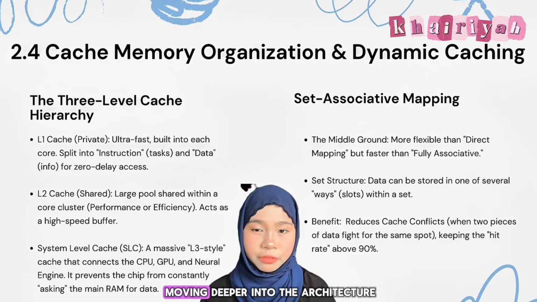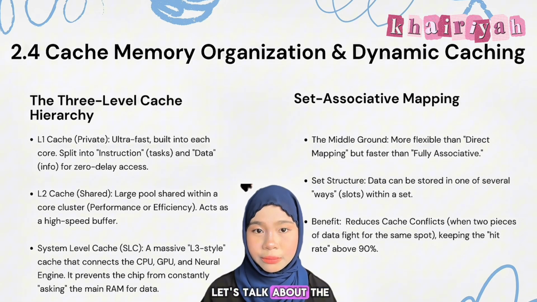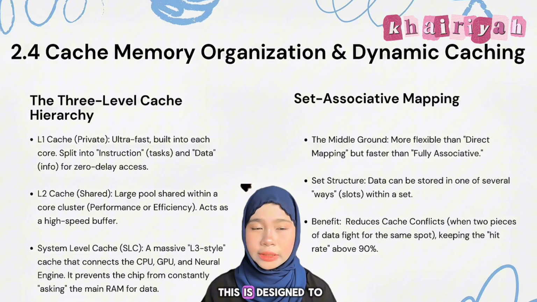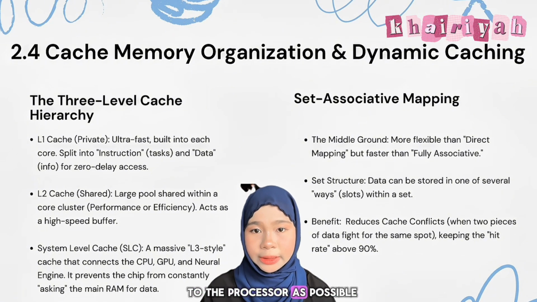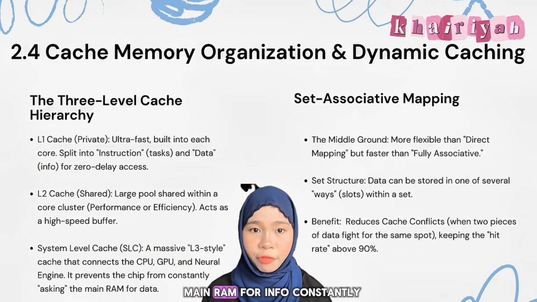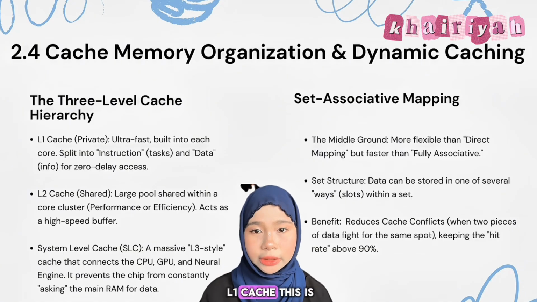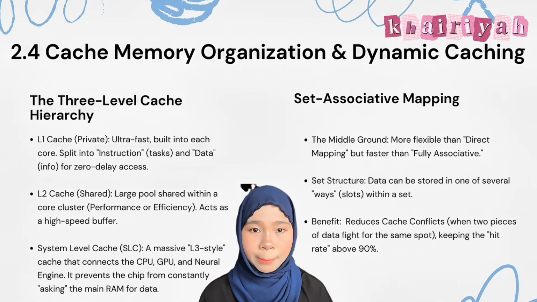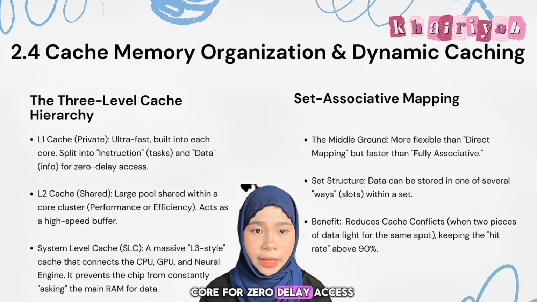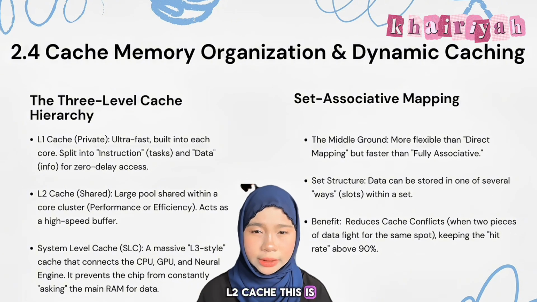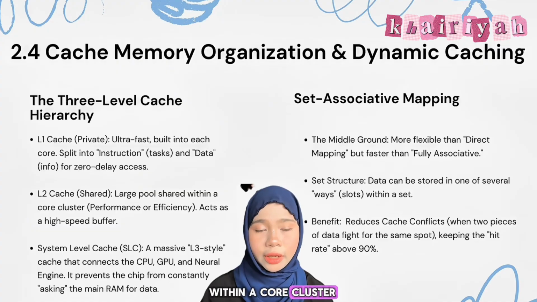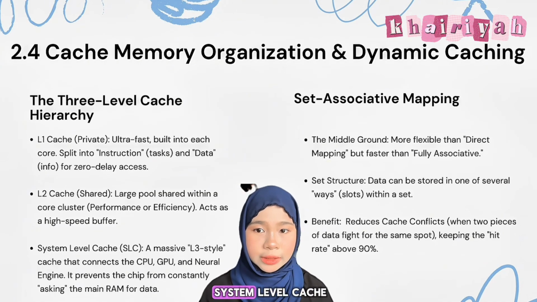Moving deeper into the architecture, let's talk about the three-level cache hierarchy. This is designed to keep data as close to the processor as possible to avoid asking the main RAM for info constantly. L1 cache. This is private and ultra-fast, built directly into each core for zero delay access. L2 cache. This is a larger pool shared within a core cluster, acting as a high-speed buffer. System-level cache.